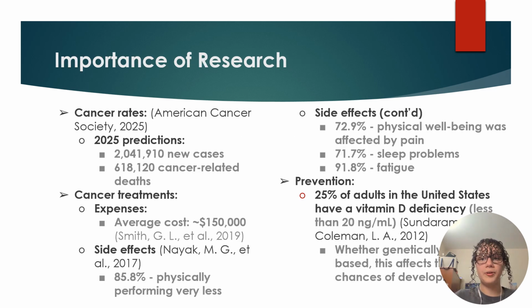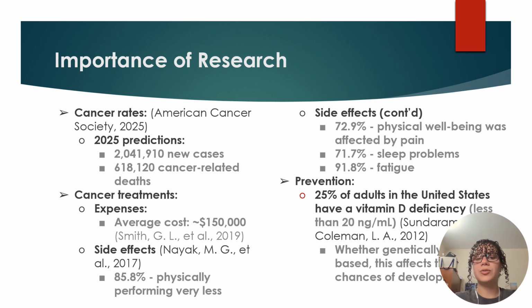Now for the importance of this research. The importance of this research revolves around cancer rates, which includes the prediction that for 2025, the US will likely have 2 million new cases and 6,000 cancer-related deaths, as well as the problems with modern-day cancer treatments, which is mainly that they're expensive, with the average cost being around $150,000 and with side effects affecting the quality of life.